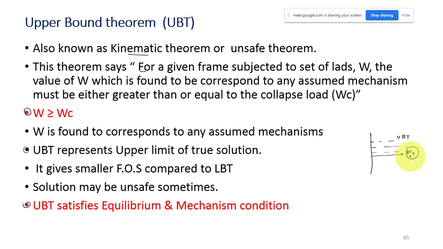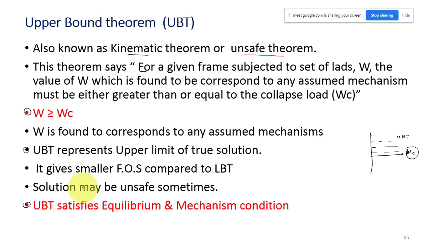Actually, the structure can take only this much amount of load, that is the collapse load, but this solution is saying it can take more than that. That is a wrong conclusion, I can say. So that is why it may give you an unsafe result, or unsafe solution, sometimes. That is why we can also call this the unsafe theorem. And generally we will be calling it the upper bound theorem or kinematic theorem.